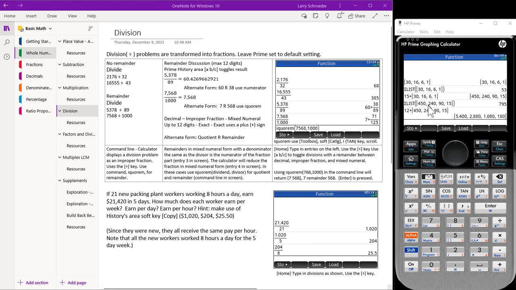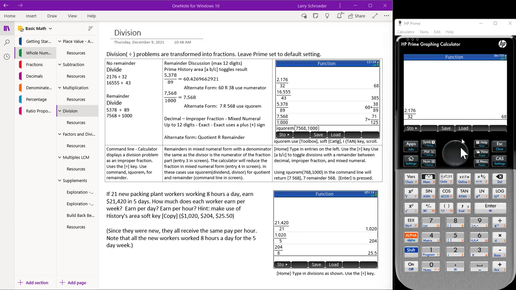Let's clear out our calculator. Now we'll be ready to work through our problems on the page. Let's look at these first two problems in our calculator. 2,176, and we'll hit the divide sign, and 32. Notice it switched it over to a fraction, and it was a terminating answer of 68.